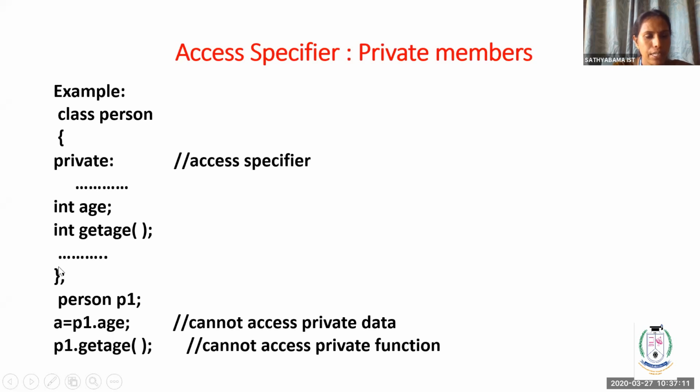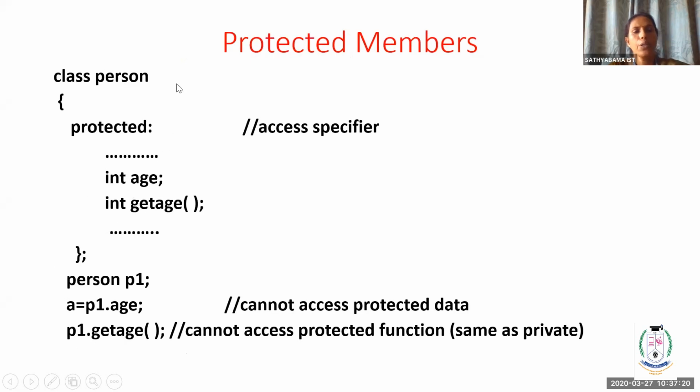Where the class is closed, only the class member functions can access your private data member, not others. Now coming to the protected data members. In the protected data member, we will have detailed discussions when we get to the inheritance concept. Then only you can understand.